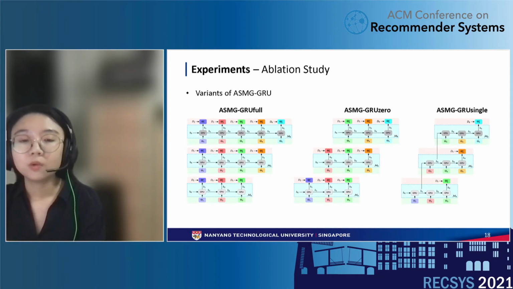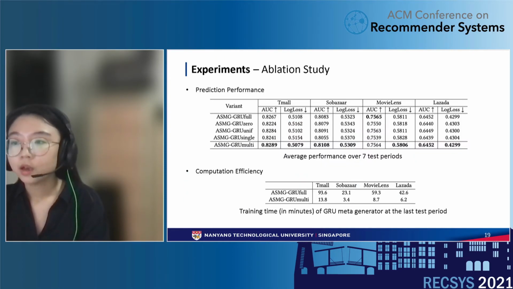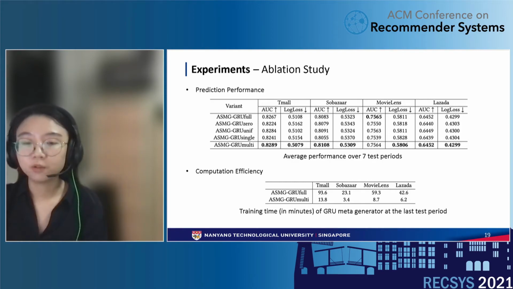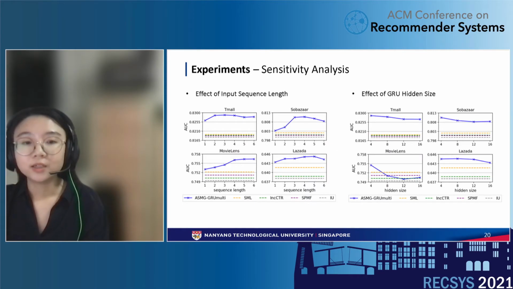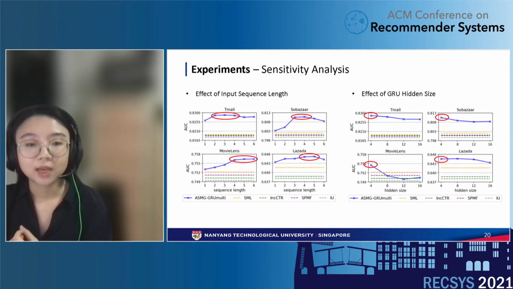Furthermore, we introduced some variants for the ablation study. From the results, we see that all the designs actually contribute to the performance gain. And finally, we conduct sensitivity analysis to test the effect of input sequence length and GRU hidden size. We observe that the optimal sequence length is around 3 to 4 periods, and the optimal hidden size is 4 units.